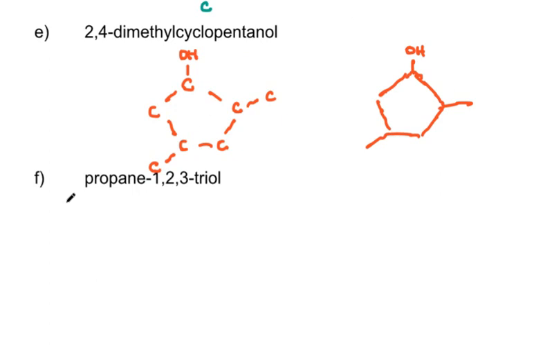And finally, propane-1,2,3-triol. I don't like that E, but again, not a disaster that it's there. Propane is 3 carbons. 1, 2, 3. Triol means we're attaching 3 hydroxyl groups, and there's 1 on every carbon. So OH, OH, OH.